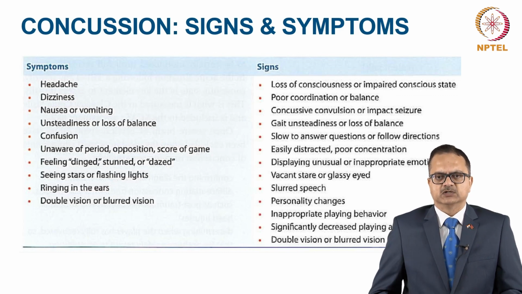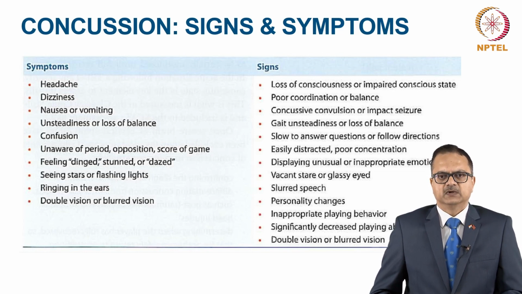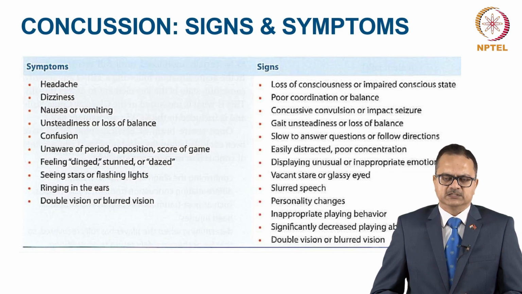Any signs of loss of consciousness, poor coordination, convulsion, gait unsteadiness, slow to answer questions or follow directions, easily distracted, displaying unusual or inappropriate emotions, vacant stare or glassy-eyed stare, slurred speech, personality changes, inappropriate playing behavior, significantly decreased playing ability, double vision or blurred vision. These are all the signs of concussion which you must be aware of and you must keep in mind.